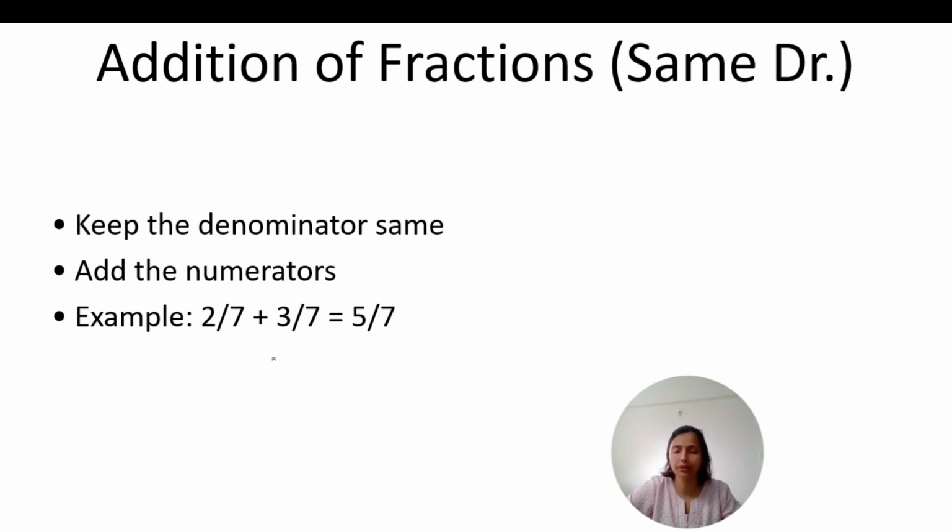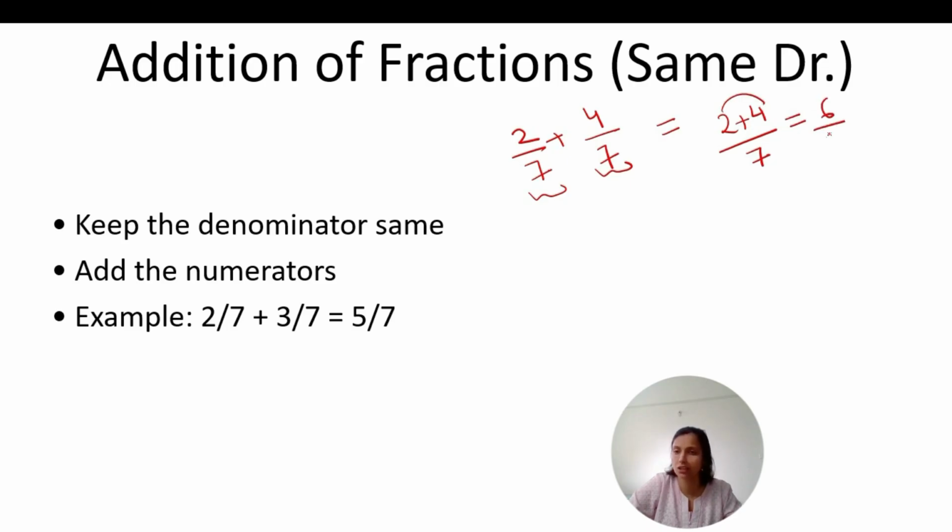Let's see more examples on addition of fractions which have the same denominator. 2 by 7 plus 4 by 7. Again, both the fractions have the same denominator, so we can simply add the numerators, keeping the denominator the same. So 2 plus 4 is 6, 6 by 7. Since the denominator of both the fractions is the same, it means the size of the piece is the same. So we can add the numerators directly.